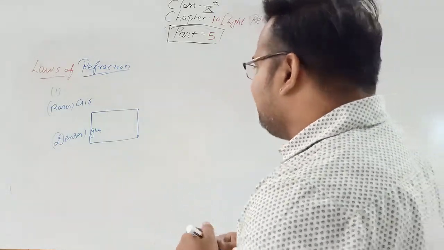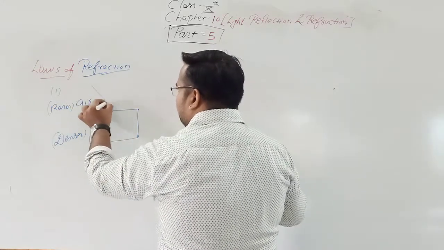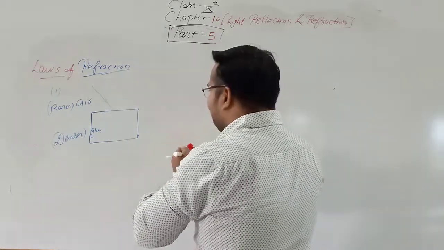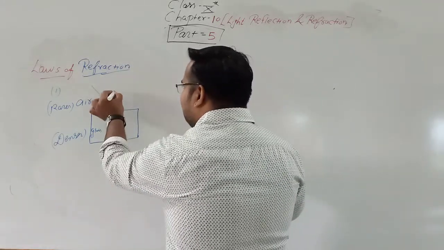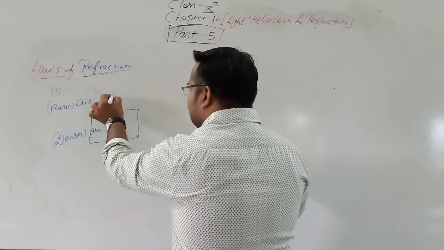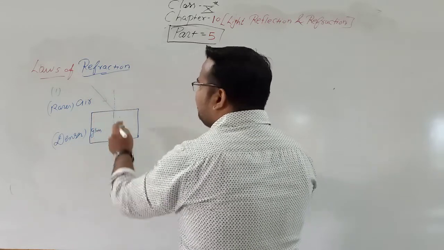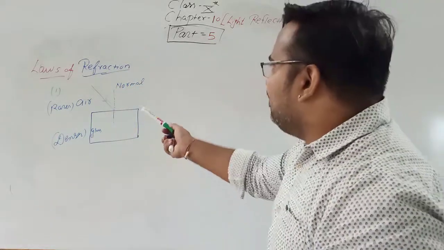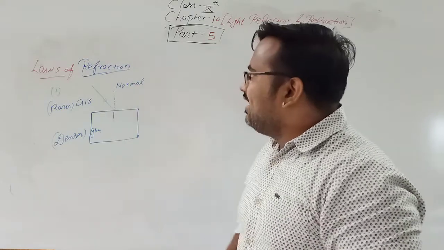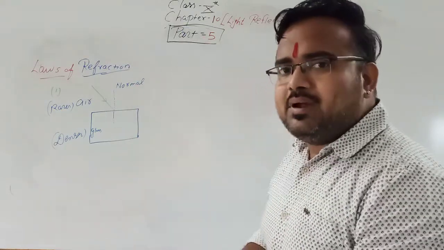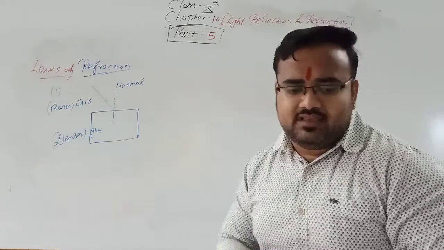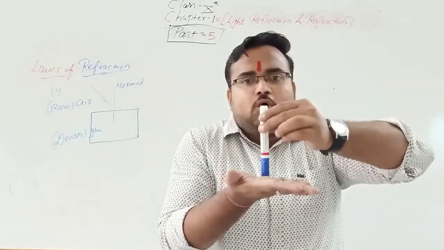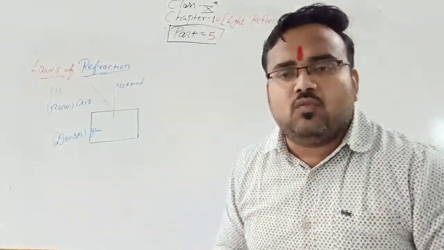Now, suppose the incident light ray comes like this, and we will draw a perpendicular line with the plane. This perpendicular line is known as normal. For example, this is the plane, and this is a perpendicular line on the plane. So this line would be known as normal.